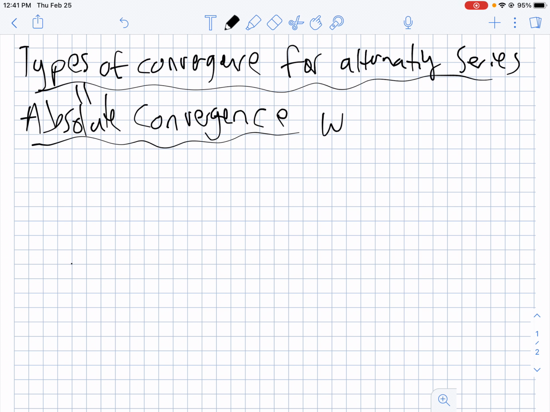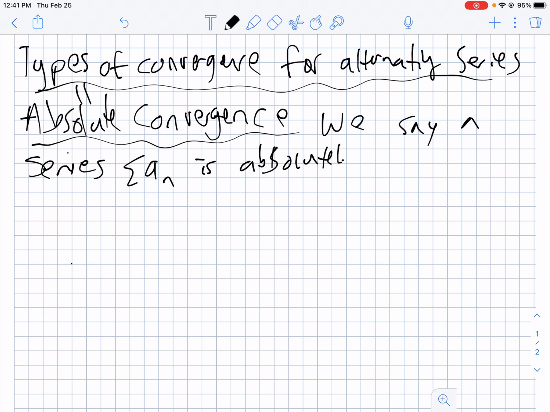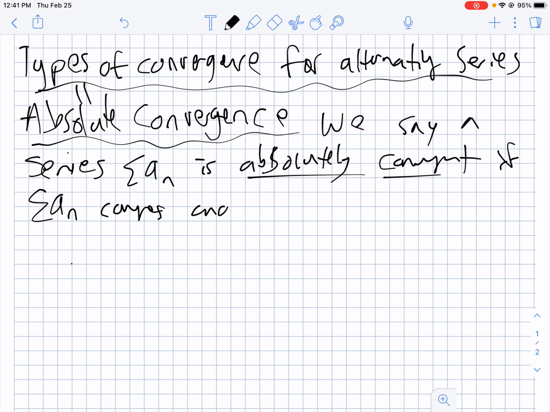So we say that a series a sub n is absolutely convergent if that series converges, and if you take the absolute value of each term, that also converges. So absolutely convergent means that the absolute value also converges.